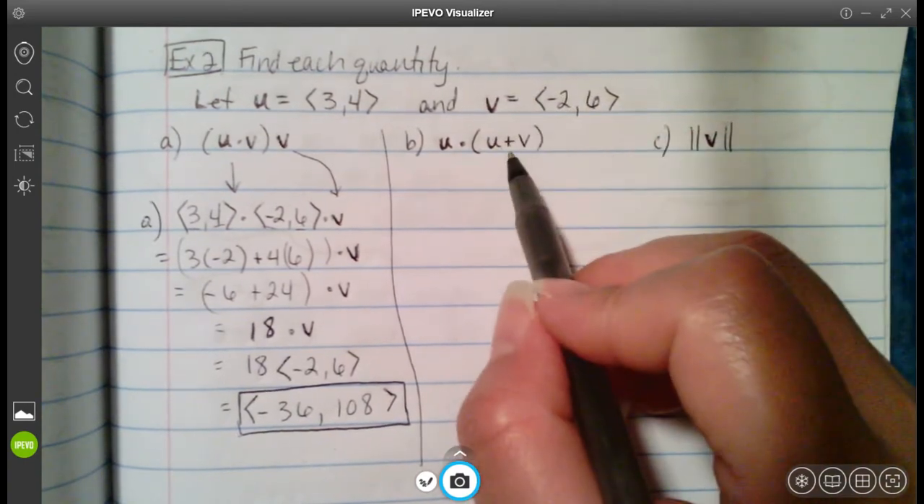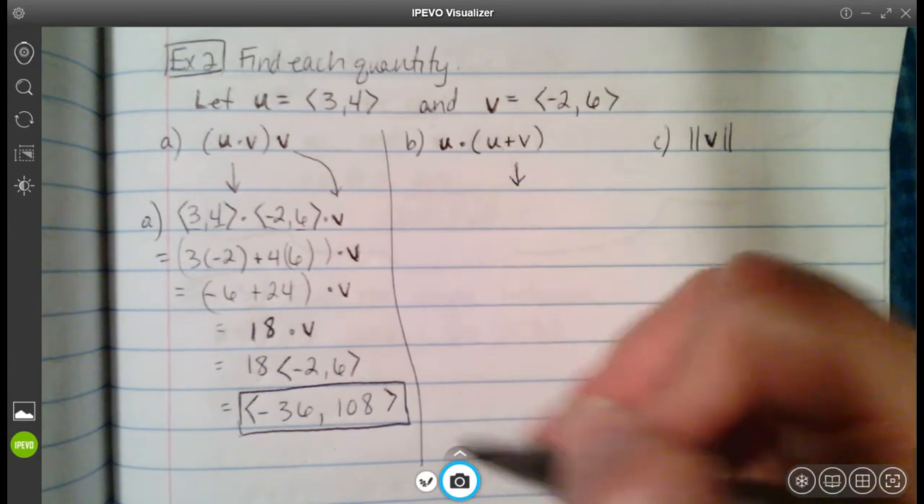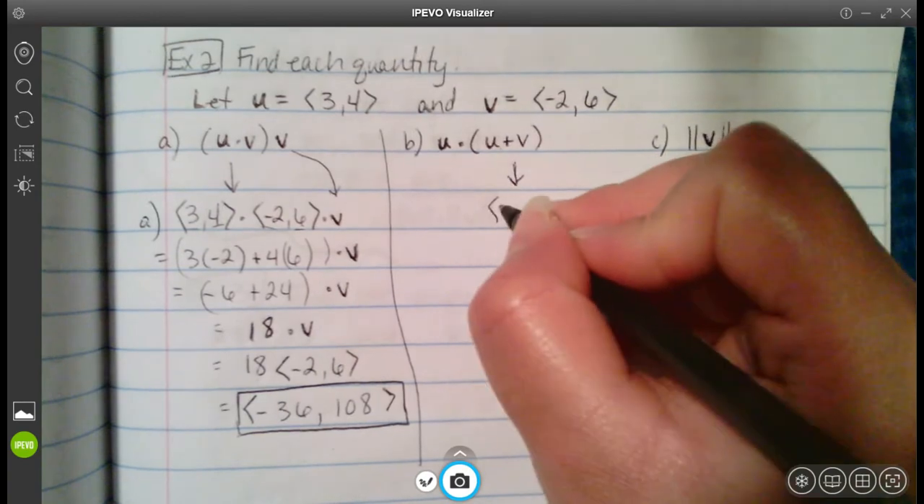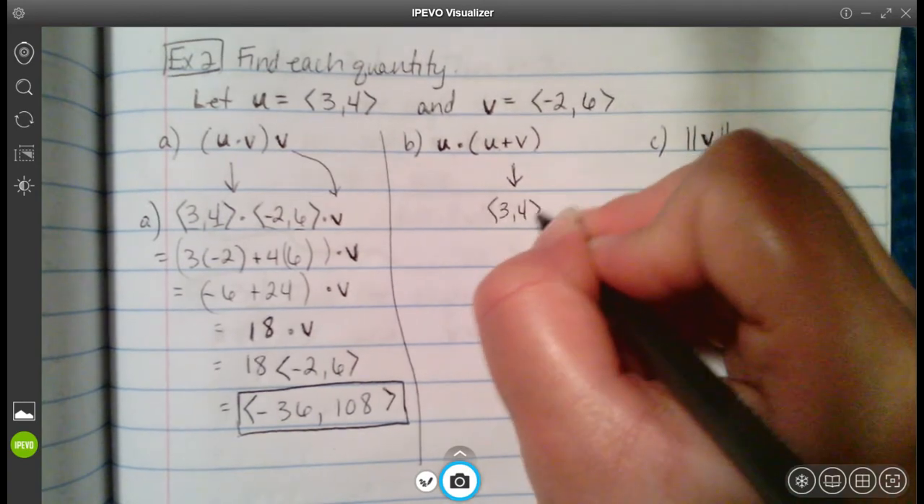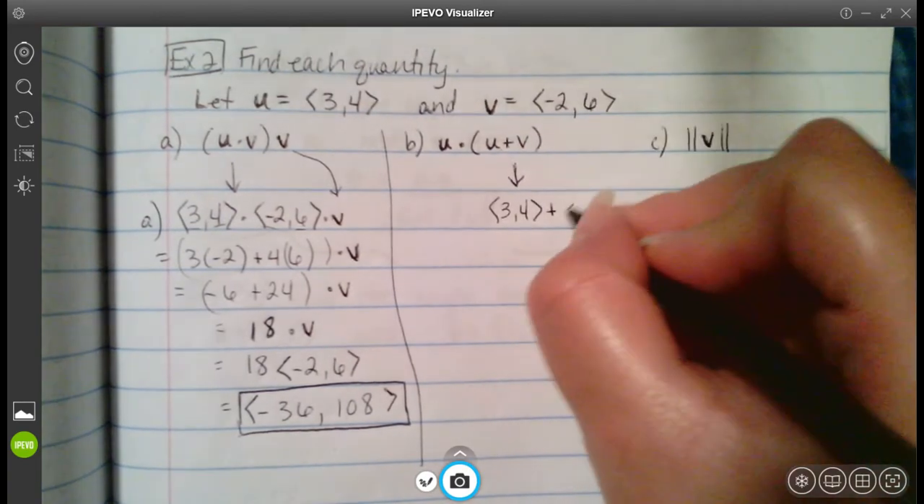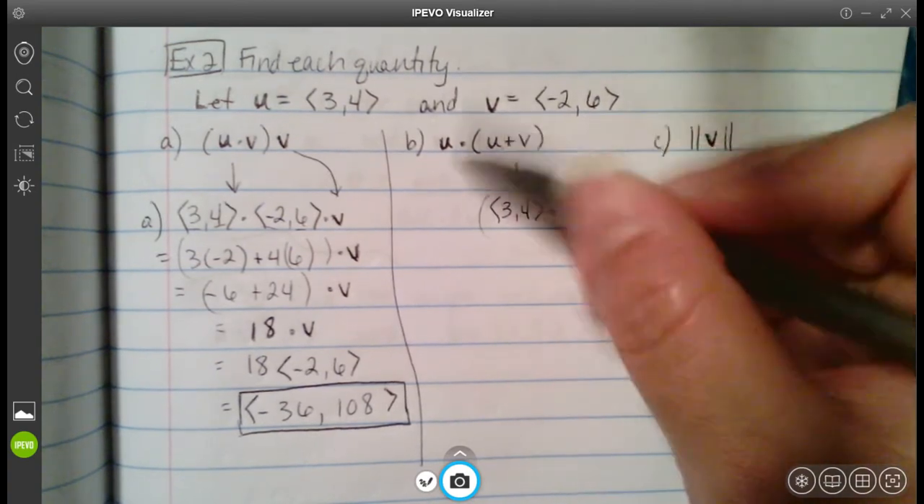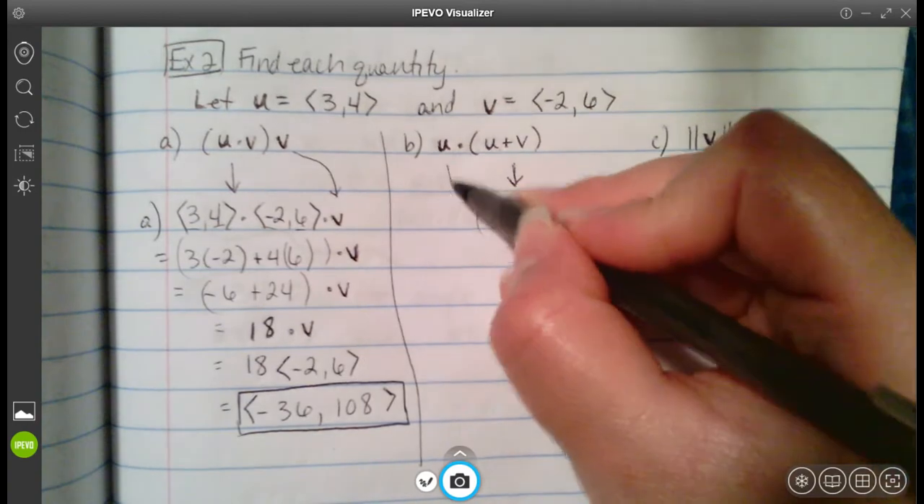So I'm going to add u plus v, and I'm going to bring down my u with it. So u plus v says we're going to take positive 3, 4 plus negative 2, 6. I'm taking this plus this, and I'm just going to bring down my u.